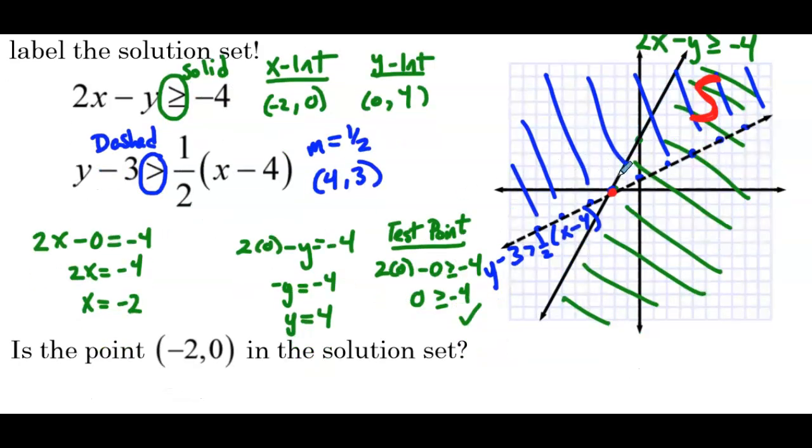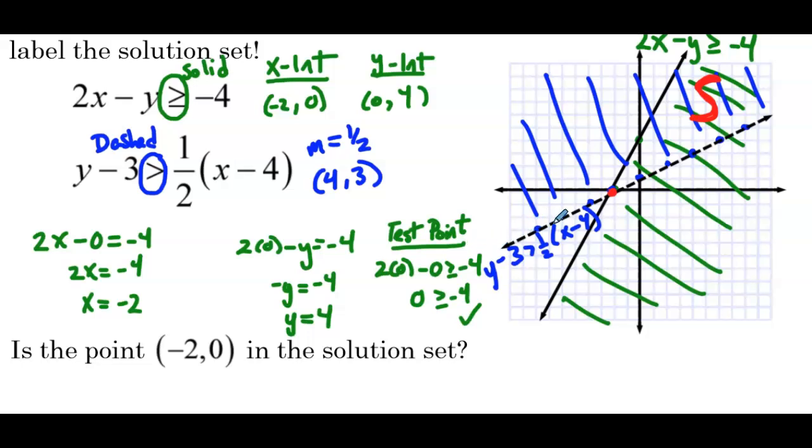So first, it's on the solid line for 2x minus y is greater than or equal to negative 4. So that means it is part of that solution set, part of the green solution set. But for y minus 3 is greater than 1/2 times x minus 4, that point is on the dashed line. Now, this allows us to talk about what the dashed line means. The dashed line means that all of these points on the line are not part of the solution set.